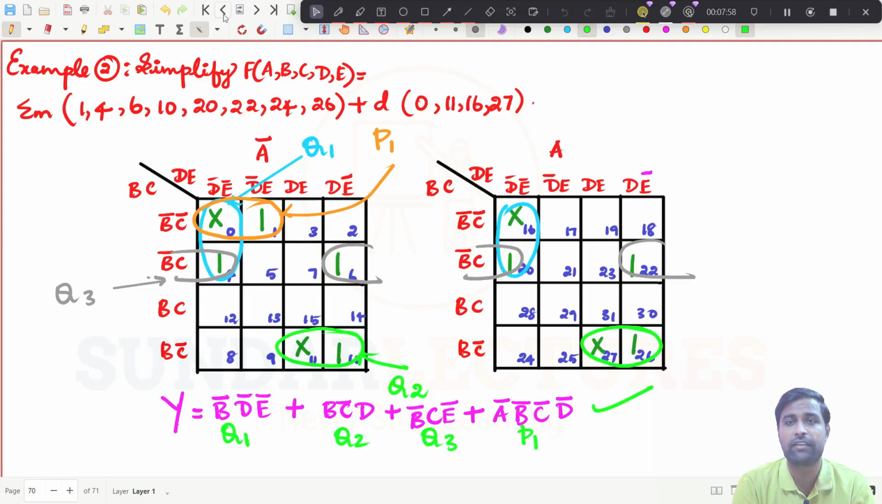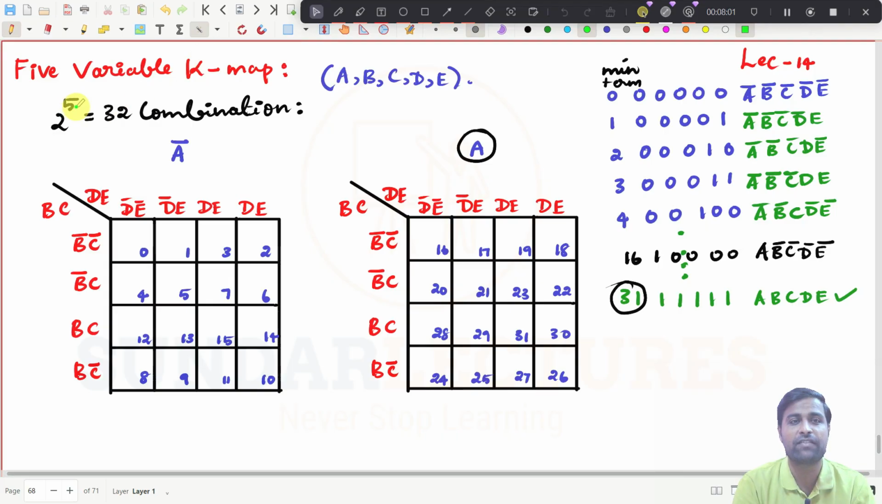What are all the topics we have seen in this class? We started with the 5 variable K map. How many combinations are there in a 5 variable K map? 32 combinations. To solve the 5 variable K map, we took two different 4 variable K maps, and we wrote the gray code terms like B, C and D, not taking A. For A, we took A bar separately and A separately, and I explained how to write the min terms, starting from 0 to 15 in the first A bar K map, and then from 16 to 31 in the A K map.